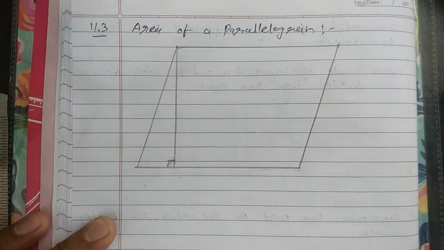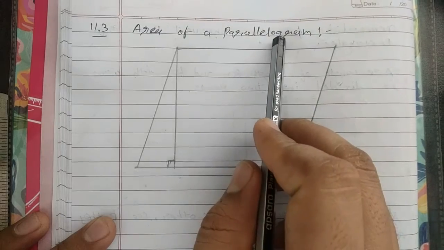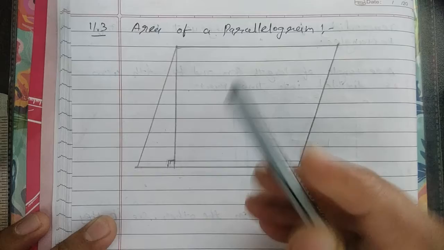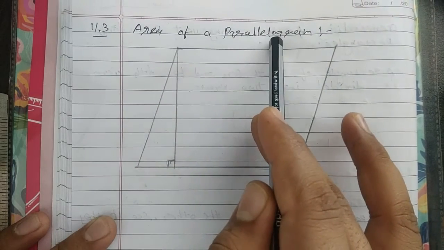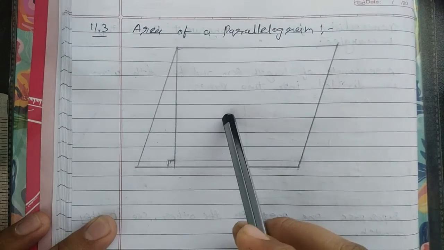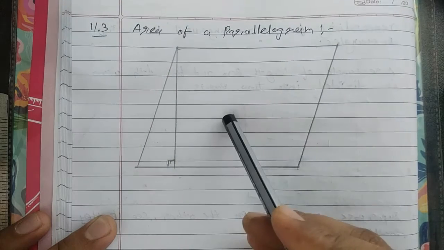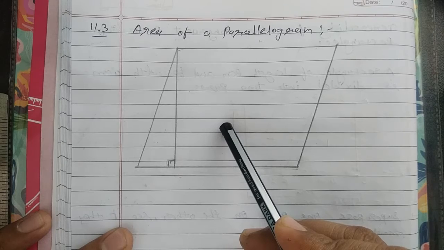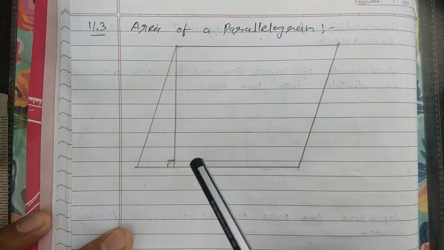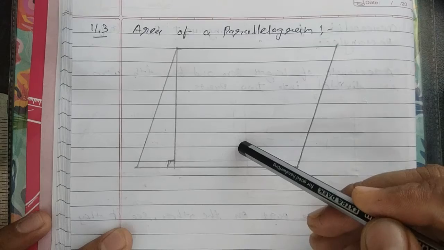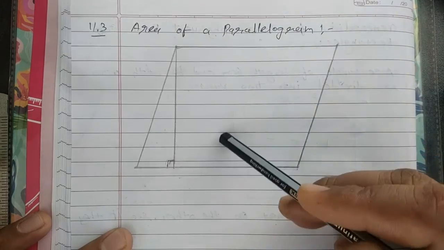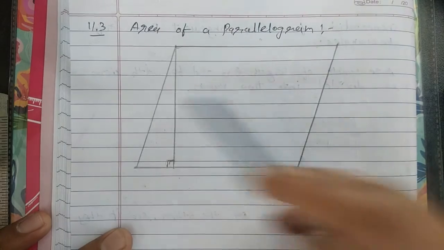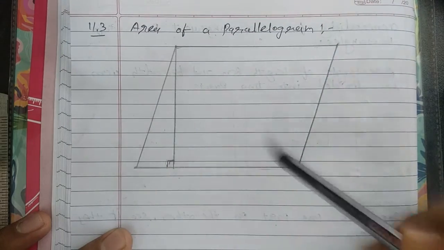Next topic 11.3, area of a parallelogram. In this topic we will find the formula to find the area of a parallelogram. The figure drawn here is nothing but a parallelogram. What is a parallelogram? A parallelogram is a polygon with 4 sides, in which the pairs of opposite sides are parallel. These two sides and these two sides are parallel with each other.